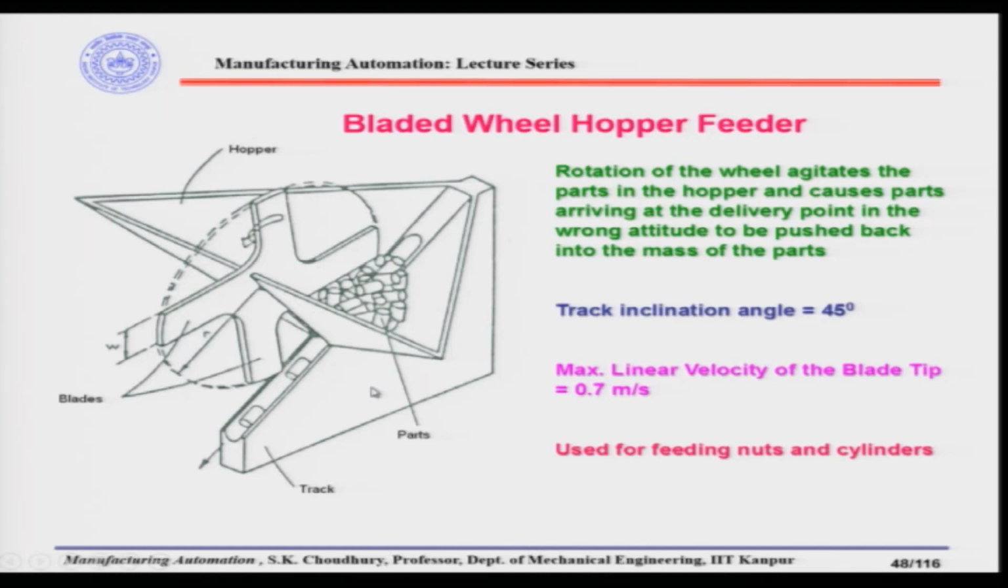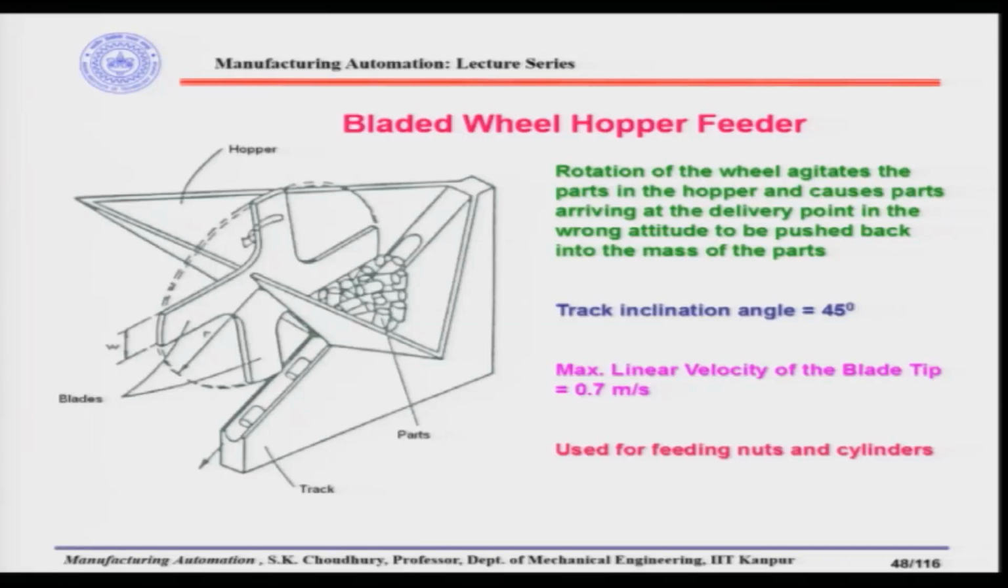This is used basically for nuts and cylinders, small engineering parts. Now, this is very important because during assembly, most of the parts are small engineering parts like nuts, bolts, washers, cylinders, and they have to be fed in the right orientation. So, in that case, these kinds of hopper feeders come very handy, and they are cheaper, and their maintenance and other things are not very expensive.